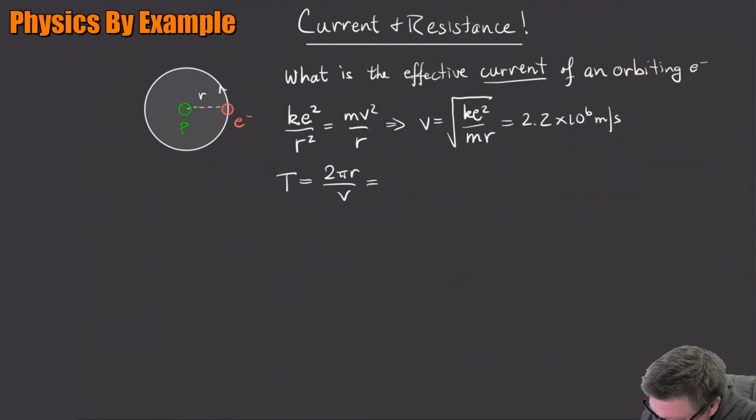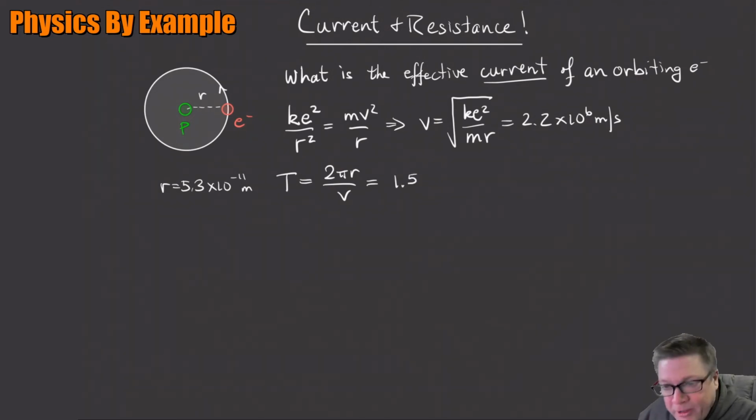By the way, this r is about 5.3 times 10 to the minus 11 meters. So you plug this in, and this is the boring part, the calculator work, I get 1.5 times 10 to the minus 16 seconds. That's how long it takes for the electron to go around once. It's a tiny, tiny fraction of time, a 10,000th of a trillionth of a second.